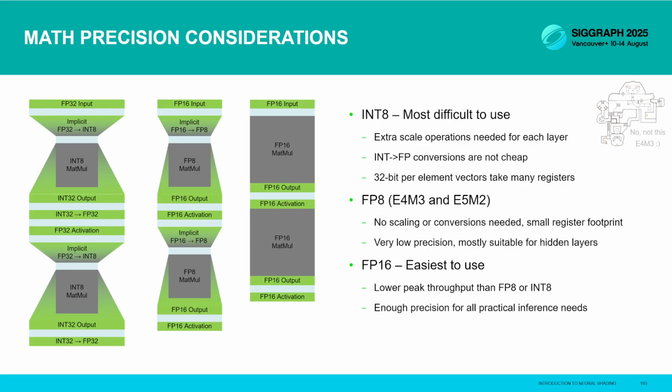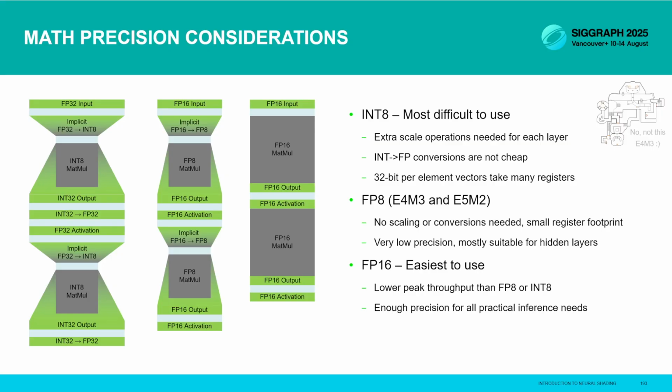8-bit floating point is easier to work with and doesn't need scaling or conversions between floats and integers. For that reason, it is faster than using 8-bit integers and takes fewer registers, even though the peak throughput of the 8-bit integer and float matrix multiplications are the same. But the precision of FP8 can be insufficient for many applications. For example, an FP8 number cannot represent all integers between 0 and 255 exactly, which makes it unsuitable for the output layer in image reconstruction networks.